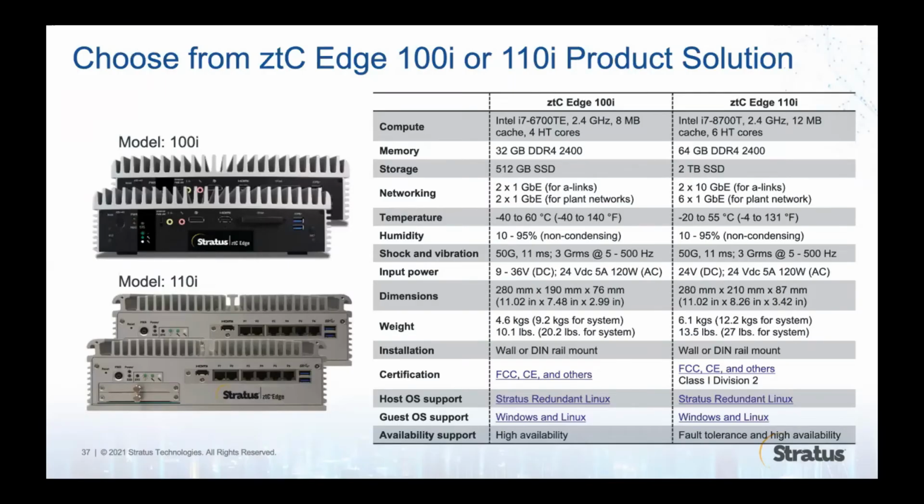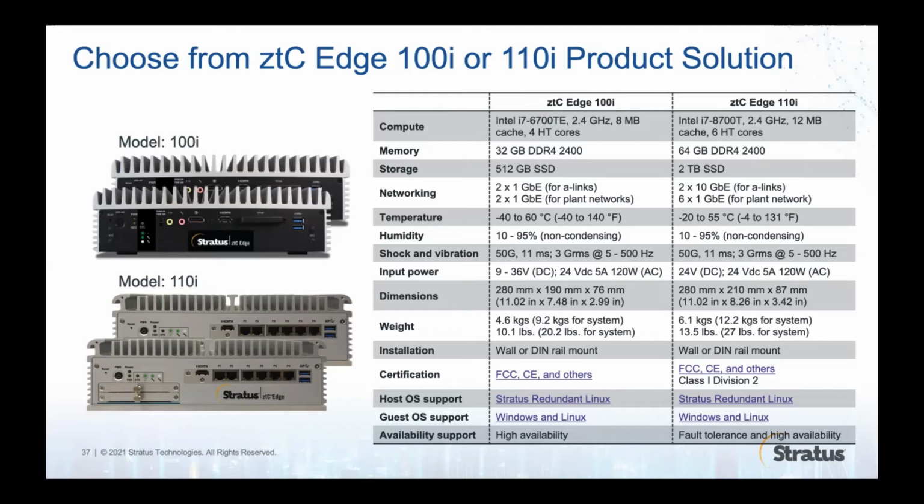Looking at the specifications, the ztC 100 consisted of 4 hyper-threaded cores, which gives you 8 virtual processors, 32 gig memory, and 512 gig of storage, whereas the ztC 110 has 12 virtual processors from 6 hyper-threaded cores, 64 gig of memory, and a 2 terabyte SSD. There's also a difference in the number of network ports: on the 100 you only have 2, and on the 110, you have 4. I want to mention this because there is a slide that shows the comparison between the generation 1 and the generation 2 ztC.